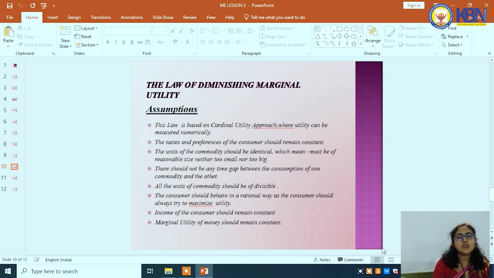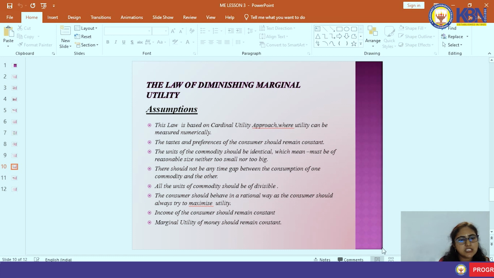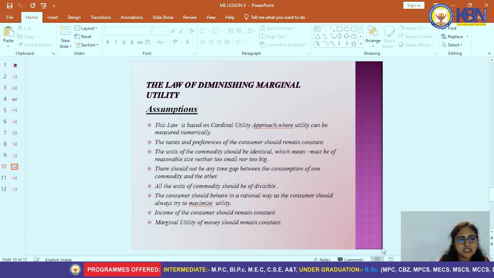However, the law of diminishing marginal utility is based on certain assumptions. Now let us see the assumptions of the law of diminishing marginal utility. Point number 1. The law of diminishing marginal utility is based on the cardinal utility approach. Cardinal utility approach means where utility can be measured numerically. The second assumption is that the tastes and preferences of the consumer should remain constant.